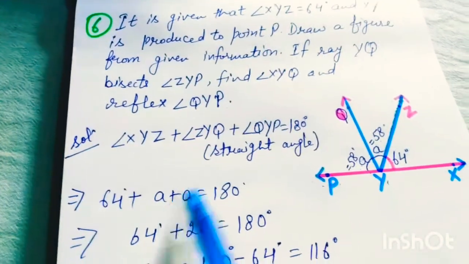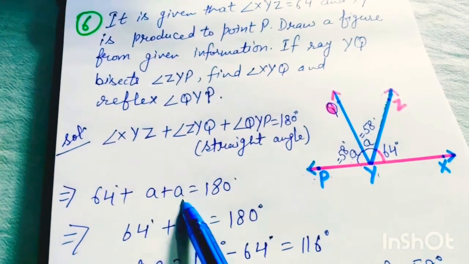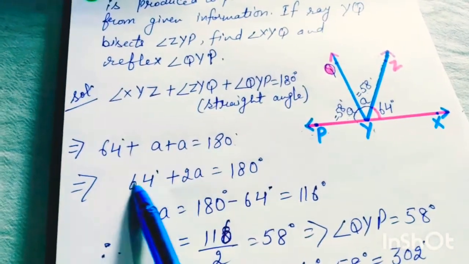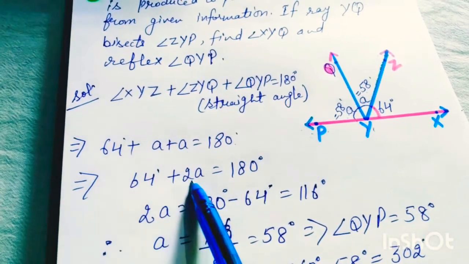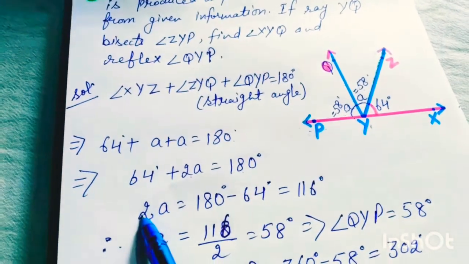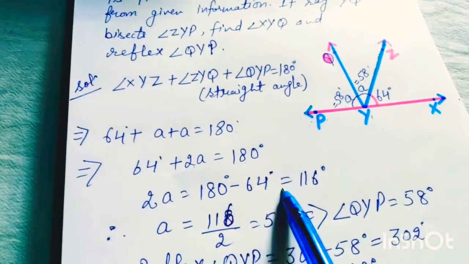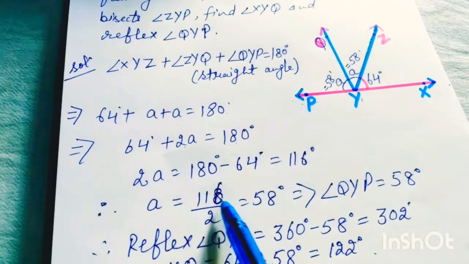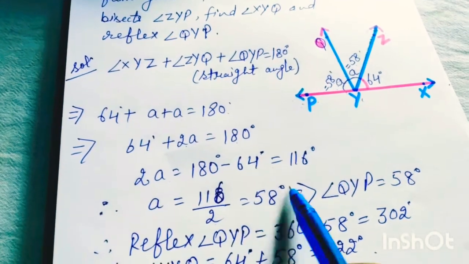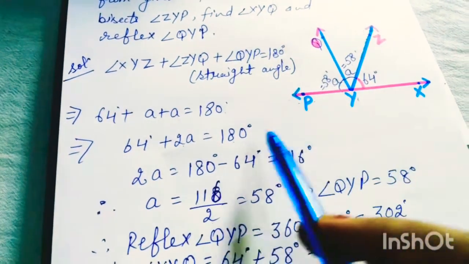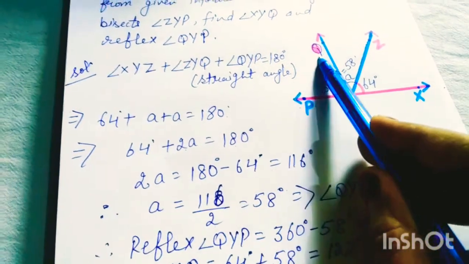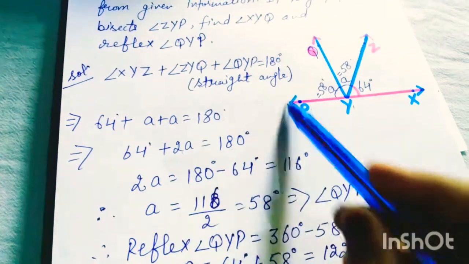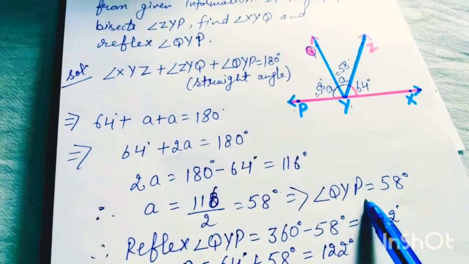Then we put the values: 64 degrees plus A plus A equals 180 degrees. Now A plus A equals 2A. Therefore, 64 plus 2A equals 180 degrees. So the value of 2A equals 180 minus 64, which equals 116. Then the value of A equals 116 over 2, which equals 58 degrees. This implies the angle we were asked about, QYP, is equal to 58 degrees.